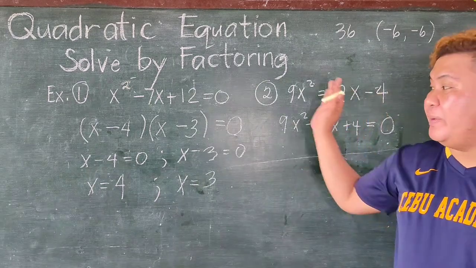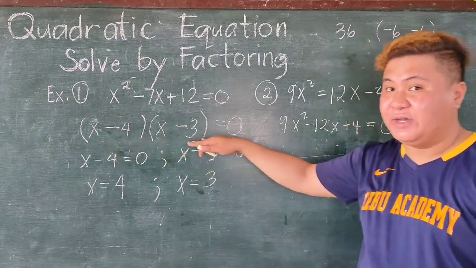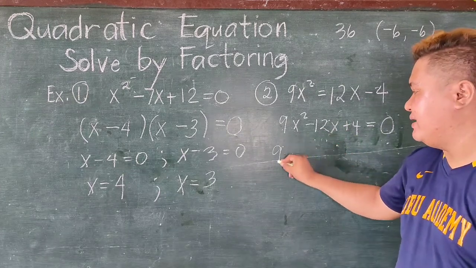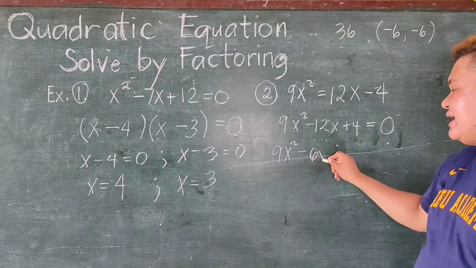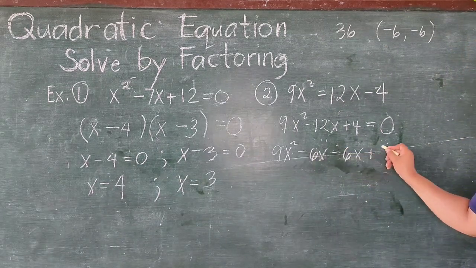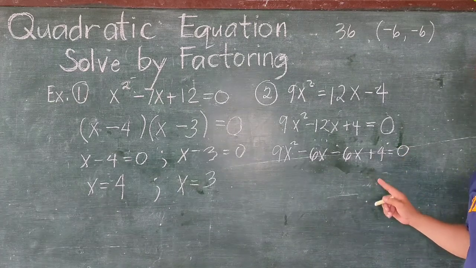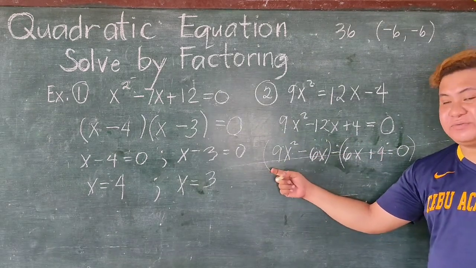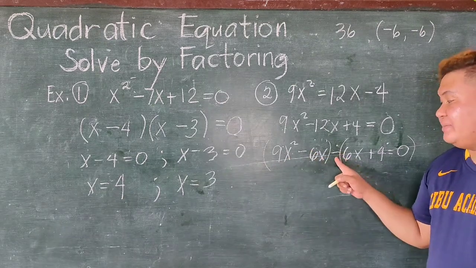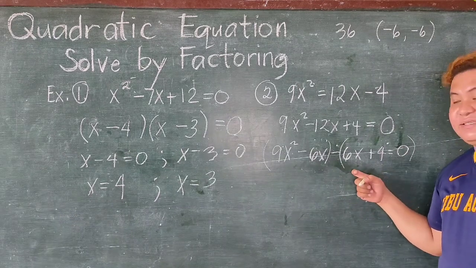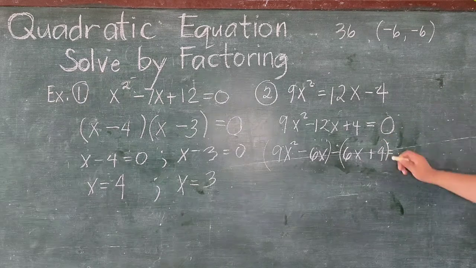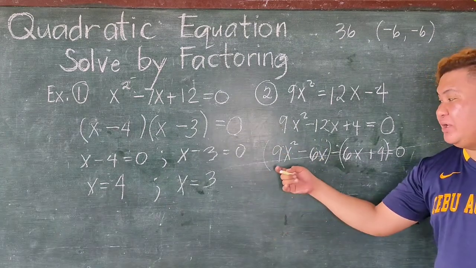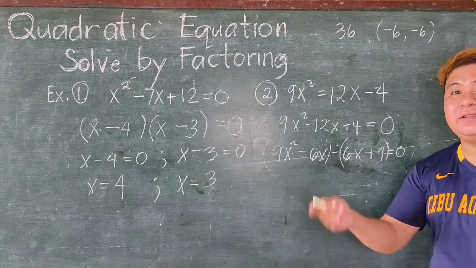But we will not write it like that. What we'll do is substitute the negative 12. So let's have 9x squared minus 6x minus 6x plus 4 equals 0. The next step is to group. So we group 9x squared minus 6x, and minus, we group 6x plus 4 equals 0. And now, we're going to factor out. We look for the common factor of the two so that we can divide both to get the exact answer.